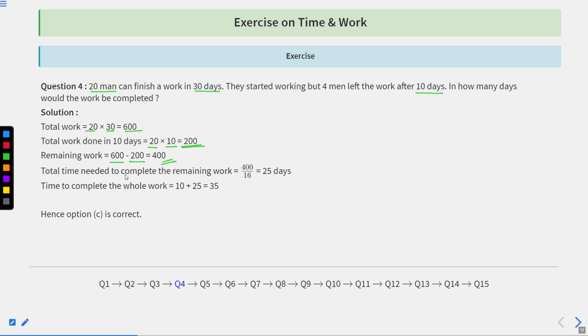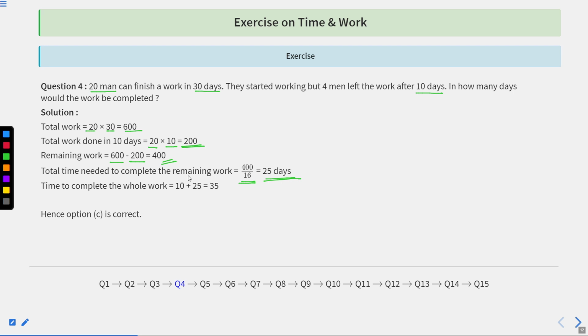And now we want the other remaining 16 people to complete that 400 units of work. So the time needed to complete the remaining 400 units of work is equal to 400 upon 16, that is equal to 25 days. So the remaining 400 units of work will be completed in 25 days by the remaining 16 men.